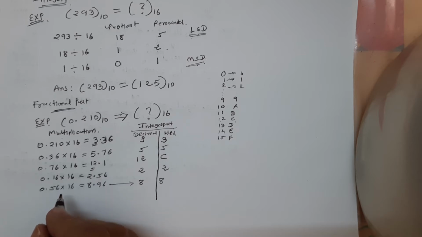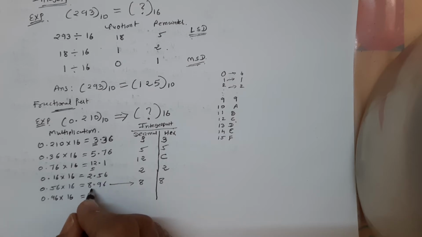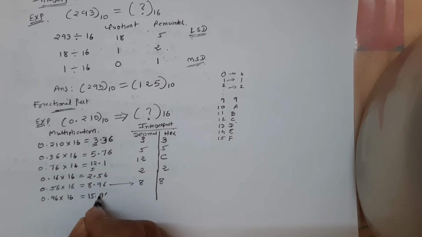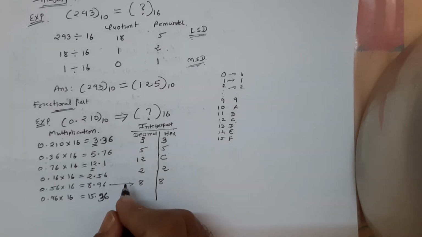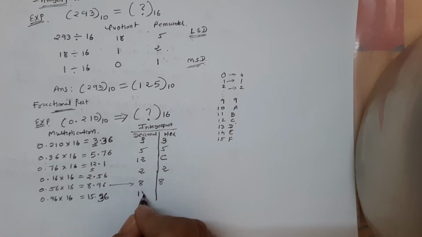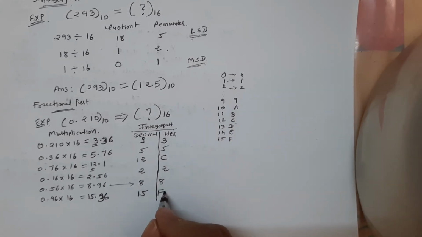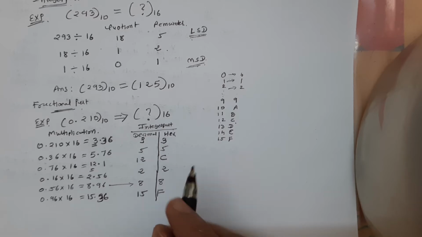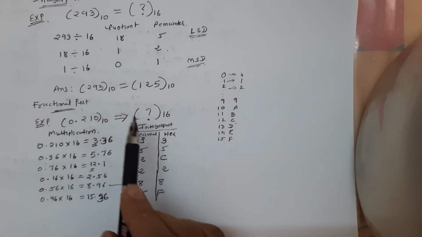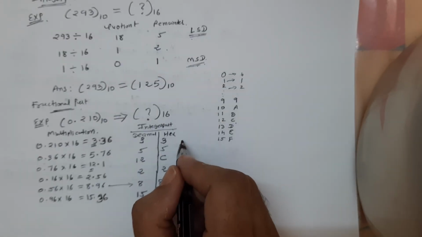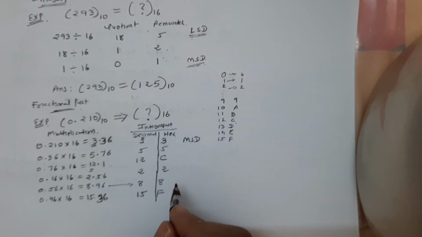Again 0.96 multiplied by 16 is equal to 15.936. That means your decimal number is 15. 15 means F, so you have F, right? This is the fractional part, so the upper side is your MSD and the lower side is your LSD.